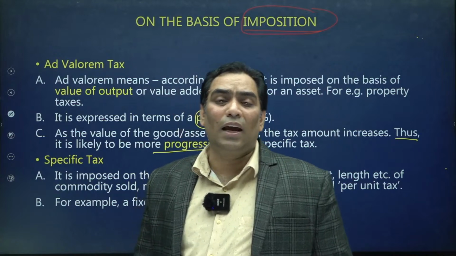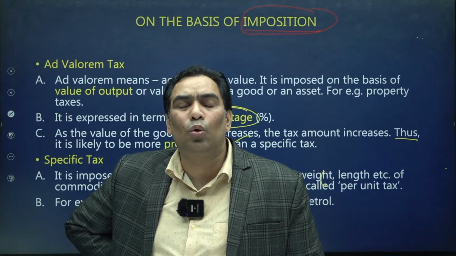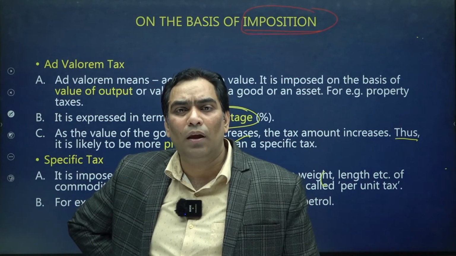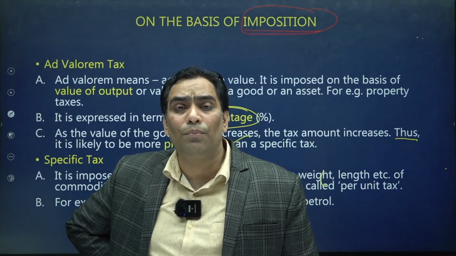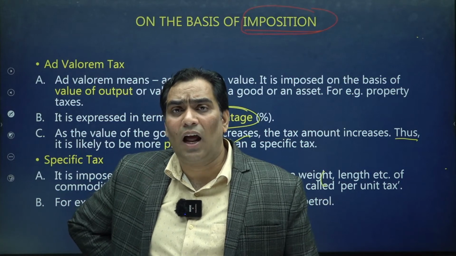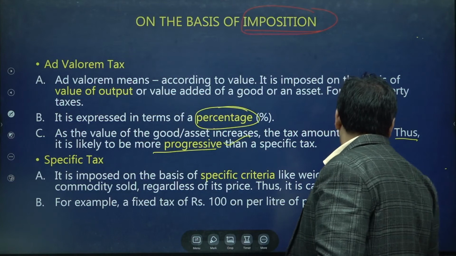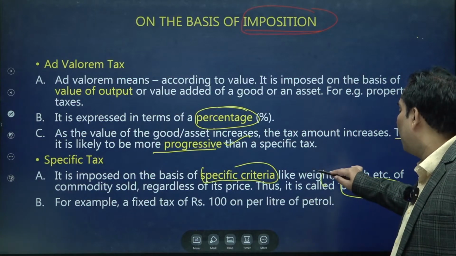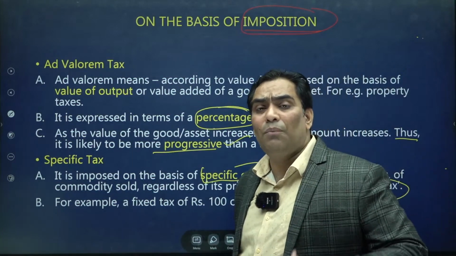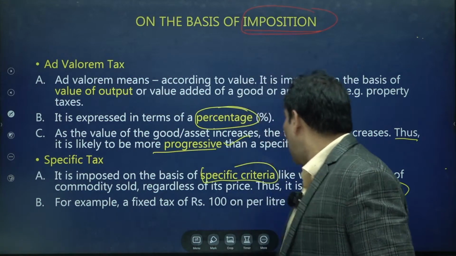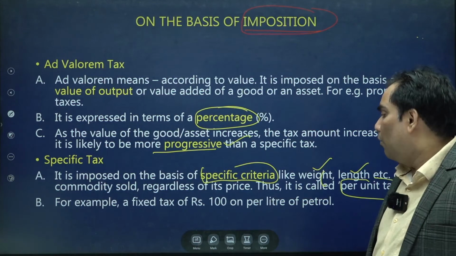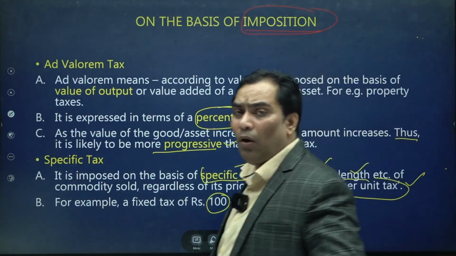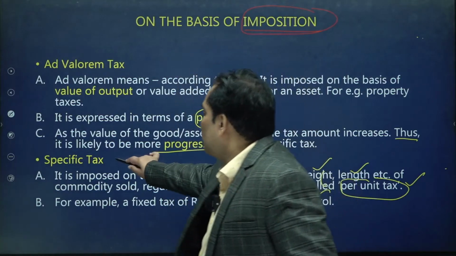Now we are going to discuss the specific tax. What are specific taxes? Specific taxes are those taxes which are levied on the basis of some specific criteria. That criteria may be length, weight, breadth, per meter, per liter, per kilogram, whatever it may be. That's why these taxes are also known as per unit tax. For example, we fix an excise duty of 100 rupees per liter of petrol. That is an example of a specific tax.